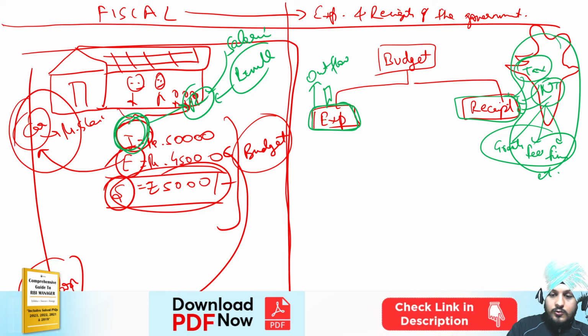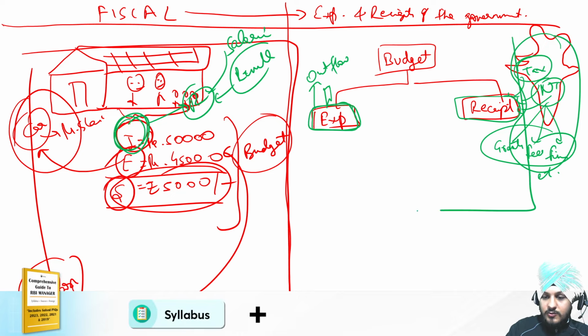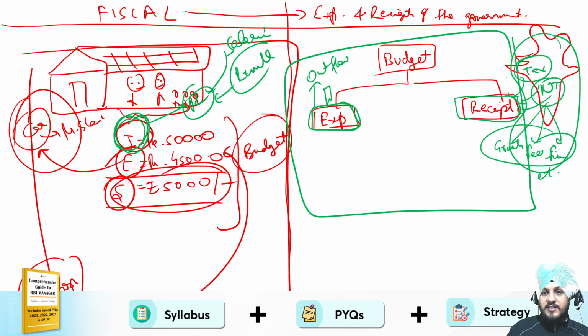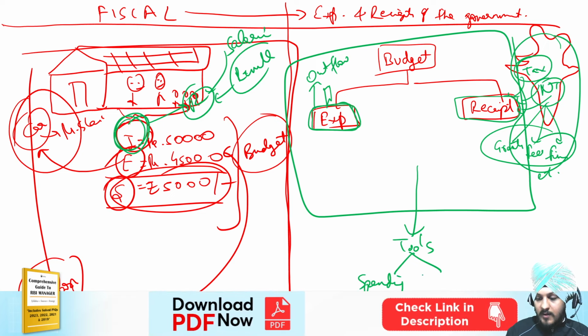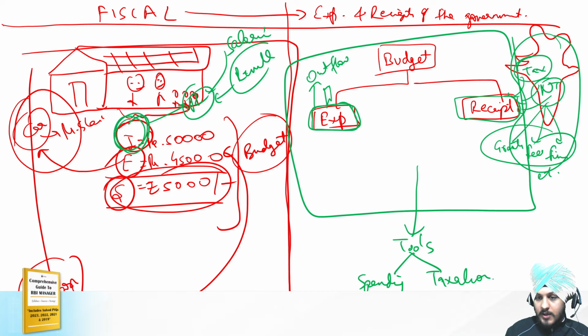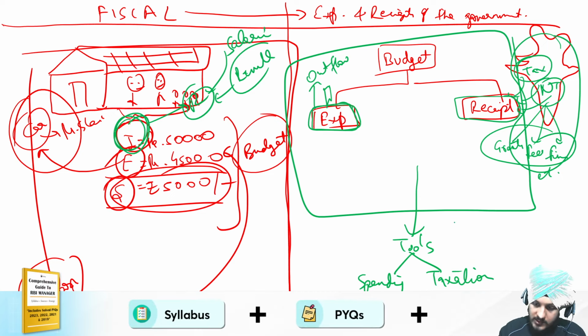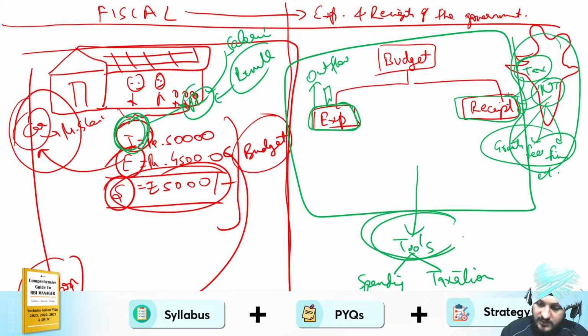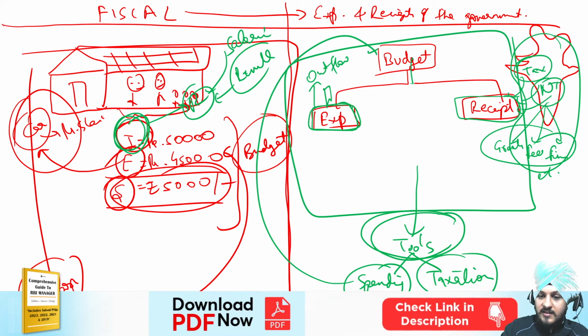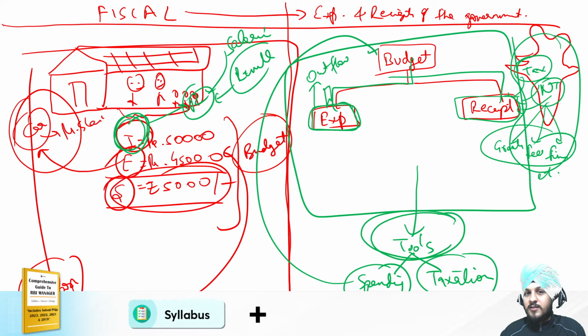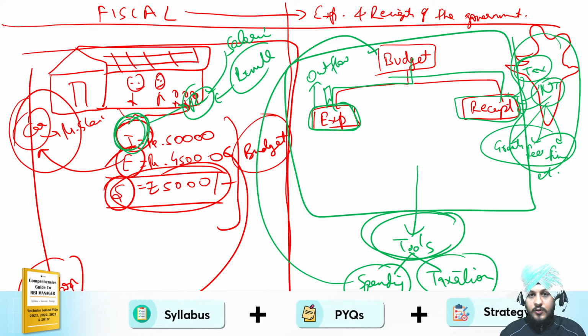Similarly, the government also has a certain budget regarding expenditure, and the government tries to keep a balance between these expenditure and receipts through the tools of fiscal policy, which are spending and taxation. So the government is using these tools of fiscal policy in order to manage its budget, by managing its expenditure and receipts, in order to drive the economy in a certain direction. So this is nothing but the fiscal policy of the government.